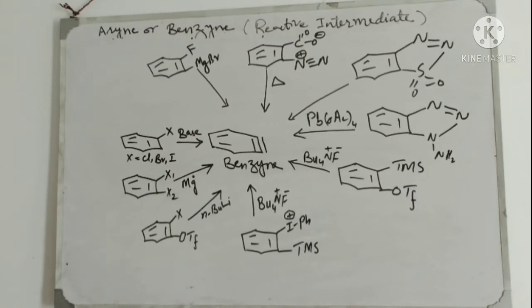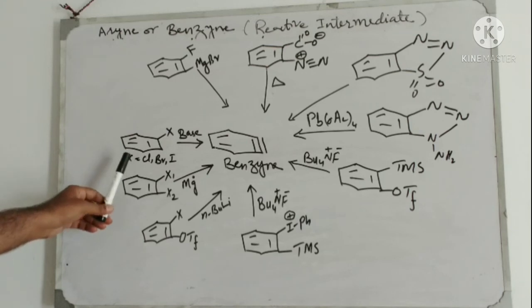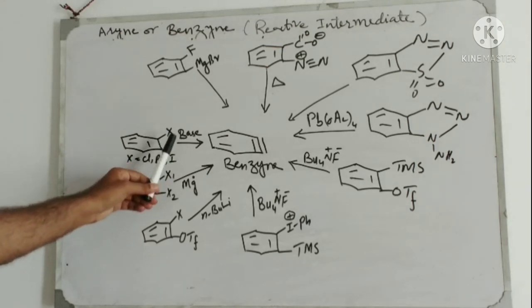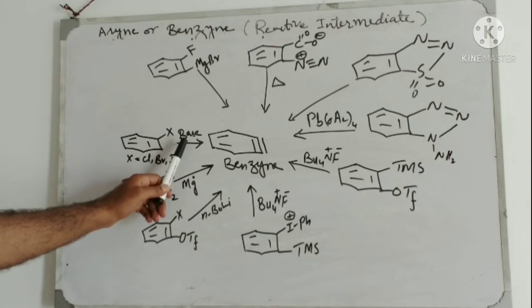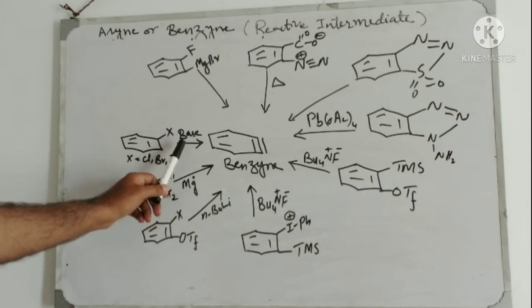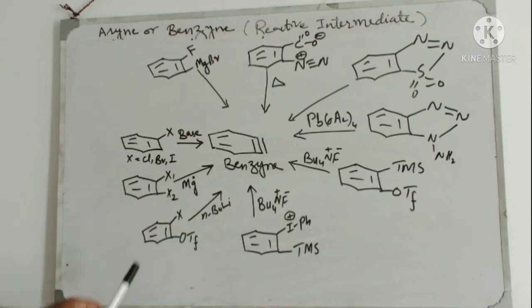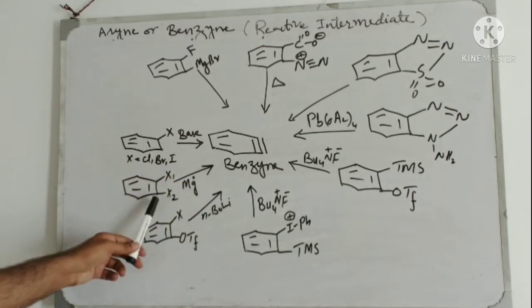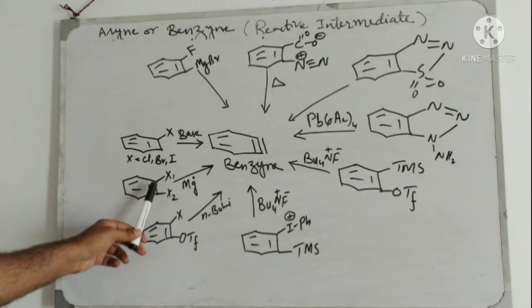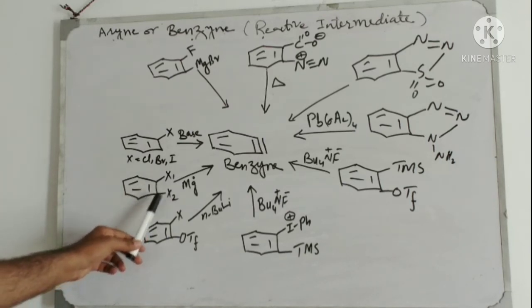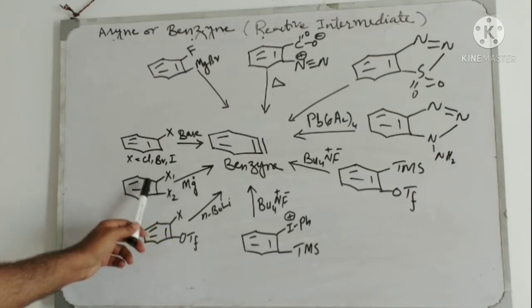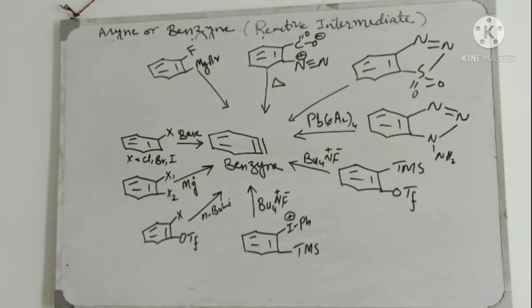So students, this is the summary of the generation of the benzyne intermediate. The first method which we discussed is the generation of the benzyne intermediate from halogenated aromatic compounds, in the presence of a strong base like sodamide, n-butyllithium, or lithium diisopropylamide. The second method uses dihalogenated aromatic compounds to make the Grignard reagent, and then elimination from this Grignard reagent generates the benzyne intermediate.